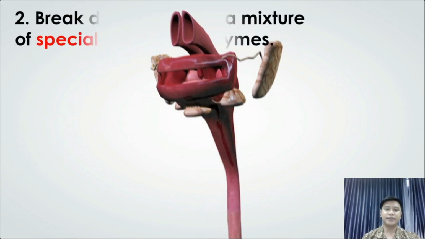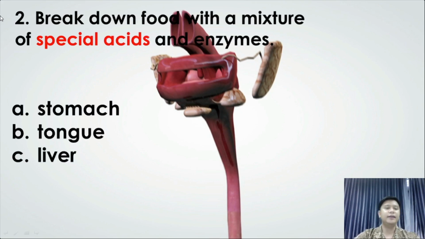Question number 2. Break down food with a mixture of special acids and enzymes. So remember this word, special acids or acids, okay? Is it A, stomach, B, tongue, or C, liver? The correct answer is letter A, very good, stomach. So remember the word special acids, okay, stomach.